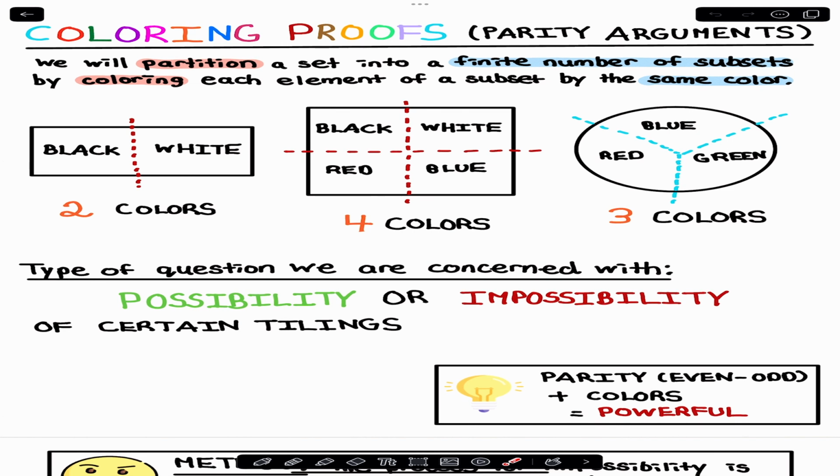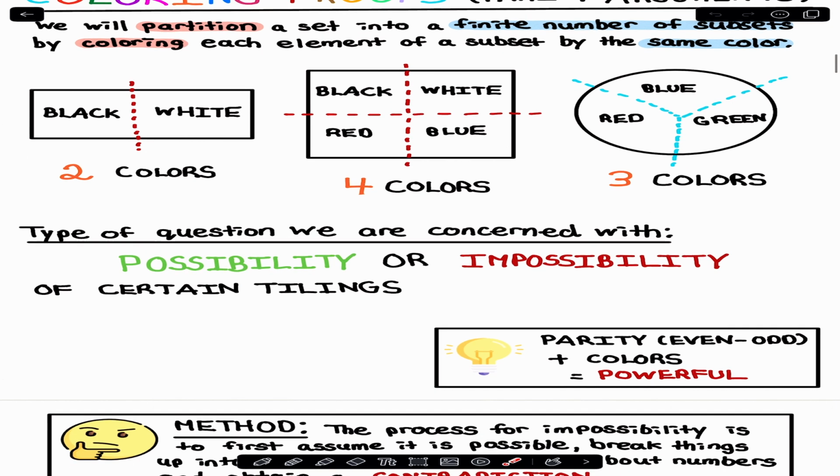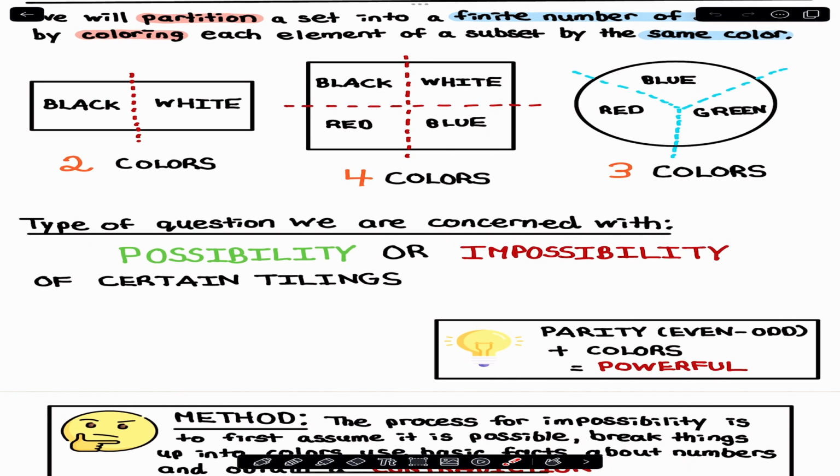So in these coloring type of problems, we are mainly concerned with the big question, that being either the possibility or the impossibility of certain tilings. And I can tell you right now that tonight we're mainly concerned with showing the impossibility of something just because it's slightly more interesting.